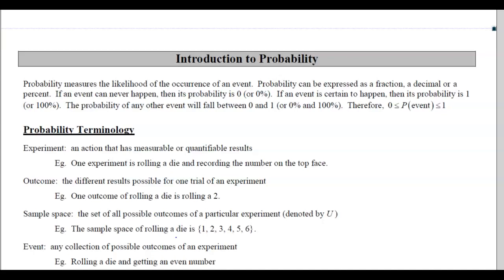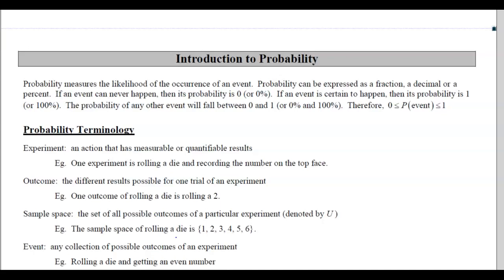An experiment, that's an action that has measurable or quantifiable results. So the experiment is what you get your results from. Okay? So one experiment is rolling a die and recording the number on the top face, what lands. Outcome, that's the different results possible for one trial of an experiment. So one outcome of rolling a die is 2. For rolling a regular 6-sided die, there are 6 possible outcomes: 1, 2, 3, 4, 5, 6.